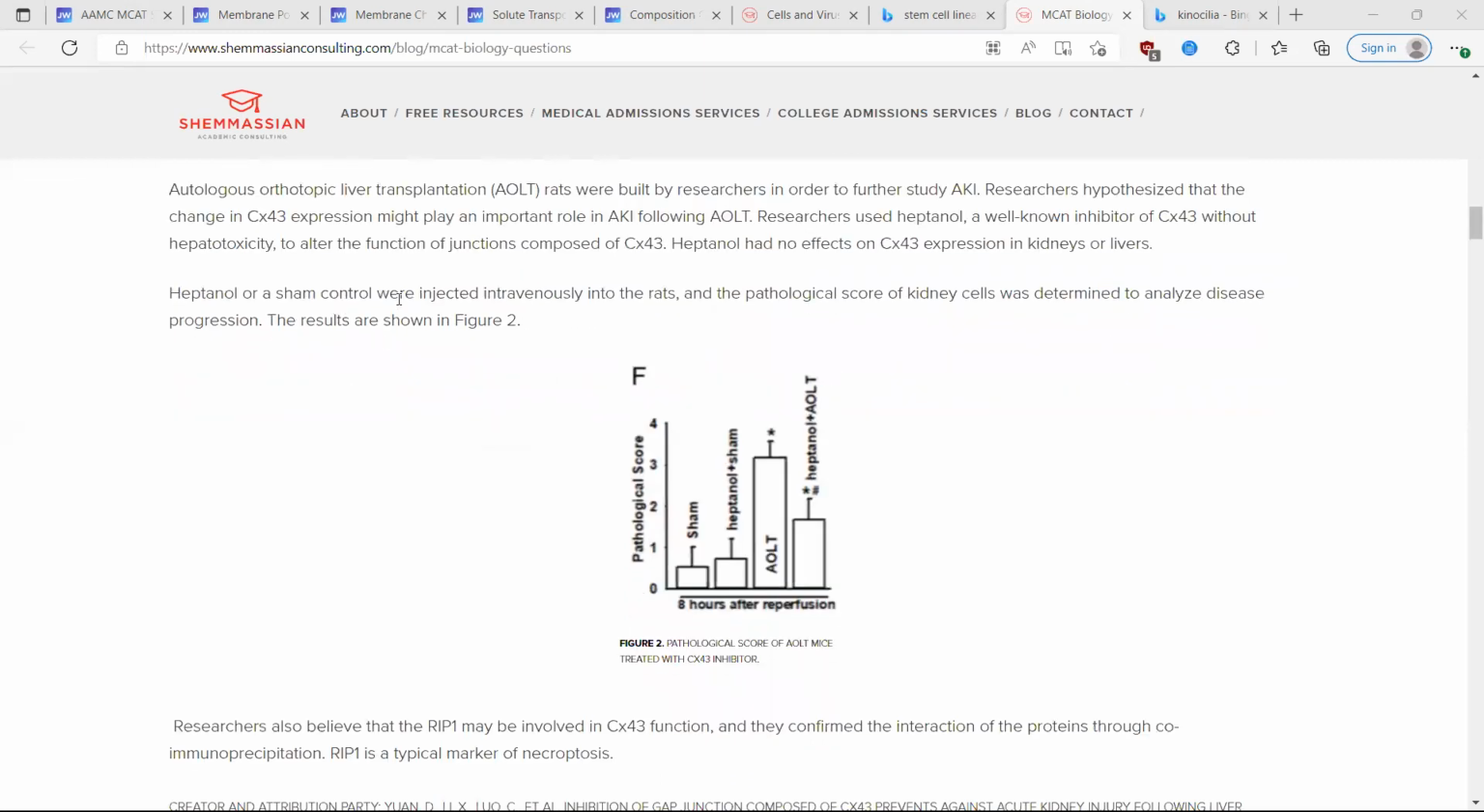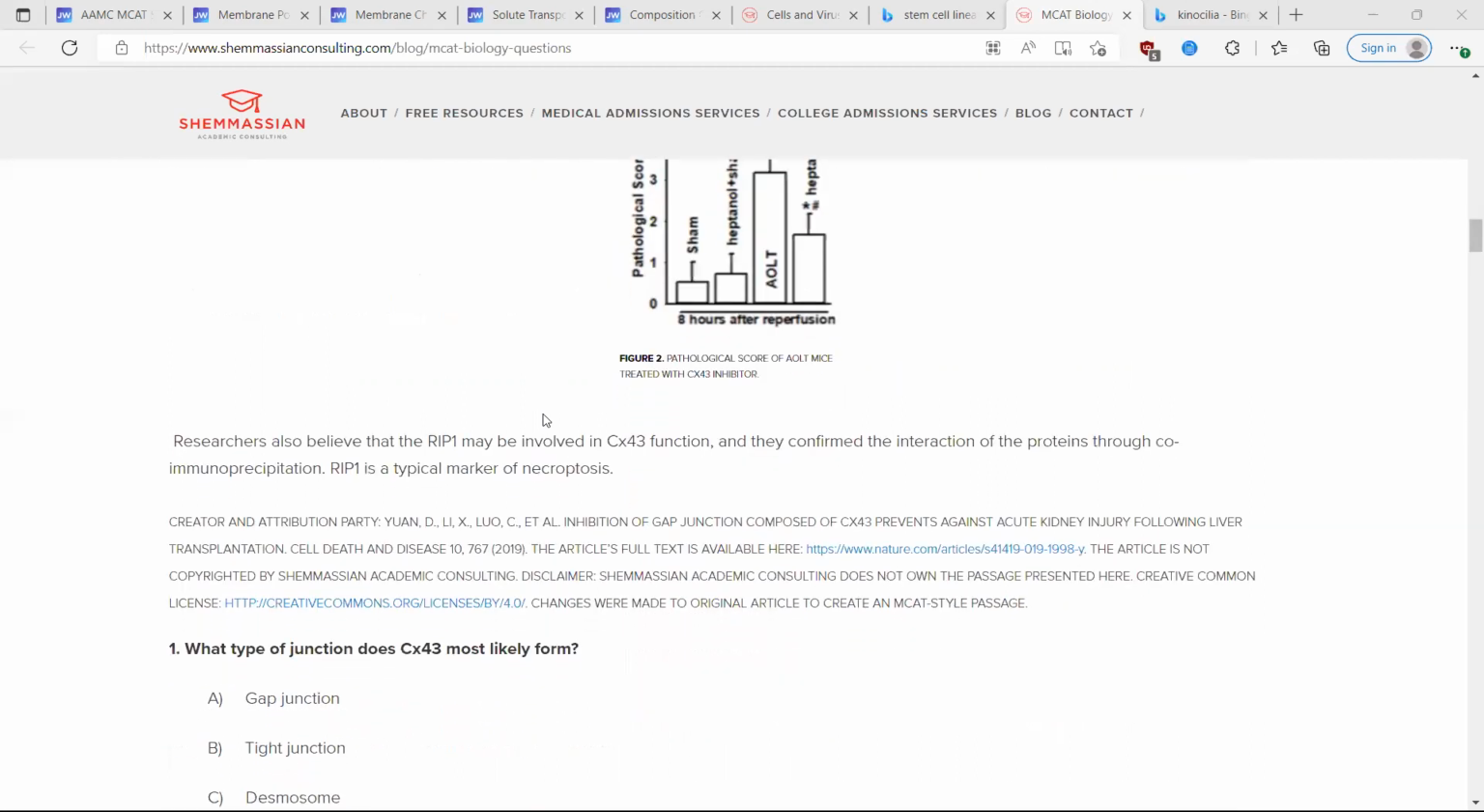Heptanol or a sham control were injected intravenously into the rats, and the pathological score of kidney cells was determined to analyze disease progression. The results are shown in Figure 2. Researchers also believed that the RIP1 may be involved in CX43 function, and they confirmed the interaction of the proteins through co-immunoprecipitation. RIP1 is a typical marker of necroptosis.